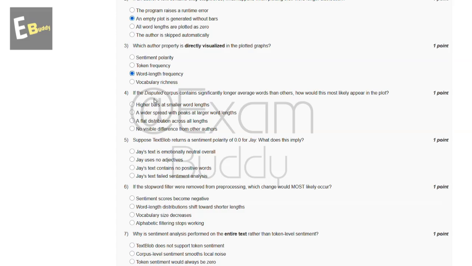And now let's go to our question number 4. If the disputed corpus contains significantly longer average words than others, how would this most likely appear in the plot? So these are the options, and the answer to our fourth question is B. A wider spread with peaks at larger word lengths.